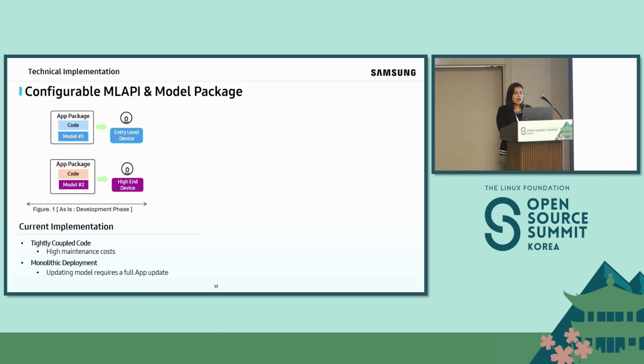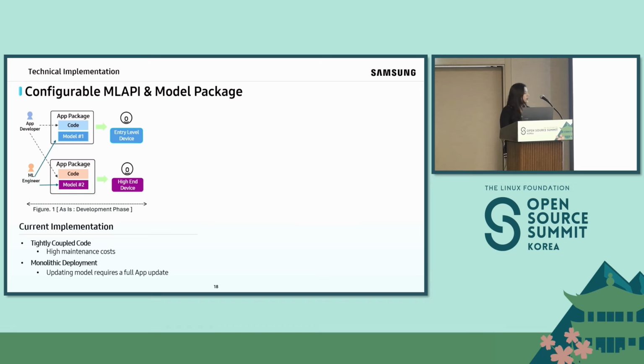We had to develop applications that performed the same function but had significantly different code bases. This was because we needed to support AI models across both entry-level and high-end devices, which had variations in NPU vendors. In the current implementation, the ML engineers and the app developers were always dependent upon each other.